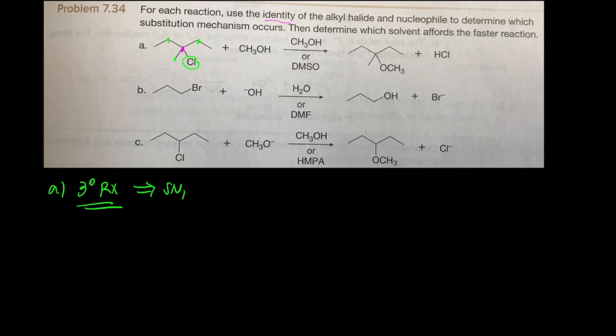That's it. Now I need to think about, what solvent favors SN1? The solvent that favors SN1 is going to be your polar protic solvents. Okay? The polar protic solvent here is CH3OH because it contains an OH bond.